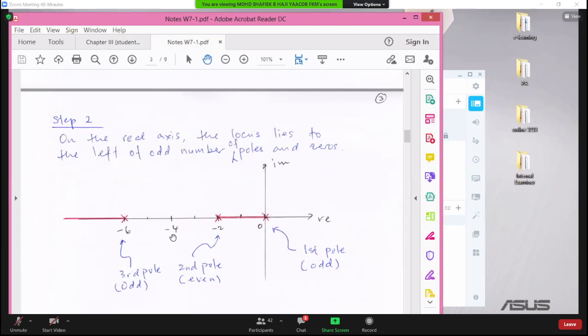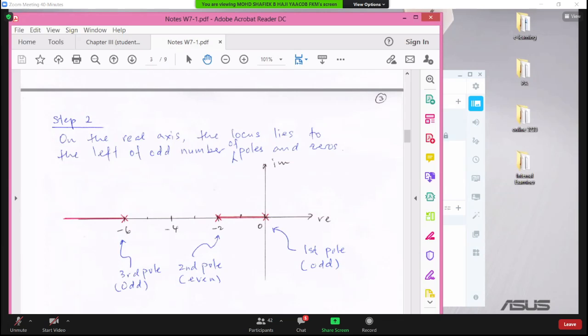You have 3 poles. To the left of the first pole, you're going to have locus. So this is the even pole. To the left of the even pole, you don't have a locus. And then this is the third pole, which is odd. To the left of the odd pole and zero, you're going to have a locus. We are talking about the real axis only. So this is step 2. How difficult is that? You're going to have a locus between the origin and -2, and there's no locus between -2 and -6. To the left of -6 it is going to go all the way to infinity. Okay, so that's step 2.